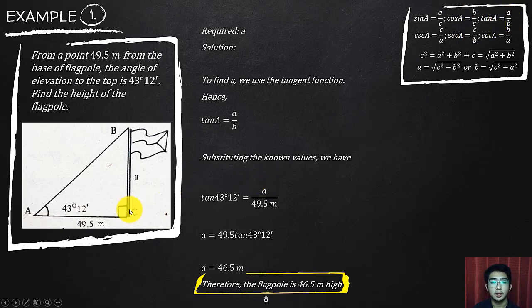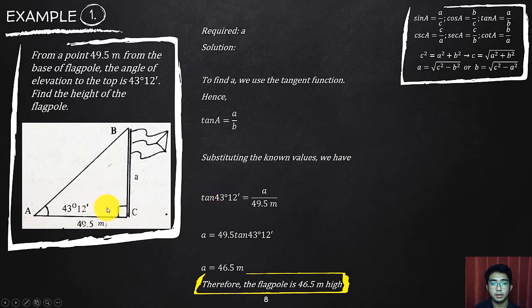But our unknown is A, so which contains angle A, side B, and side A? That is your tangent function. So tangent A, side A, and side B. So this is the formula we're going to use. So here it is. So we use the tangent function. So substituting the known values, we have this.